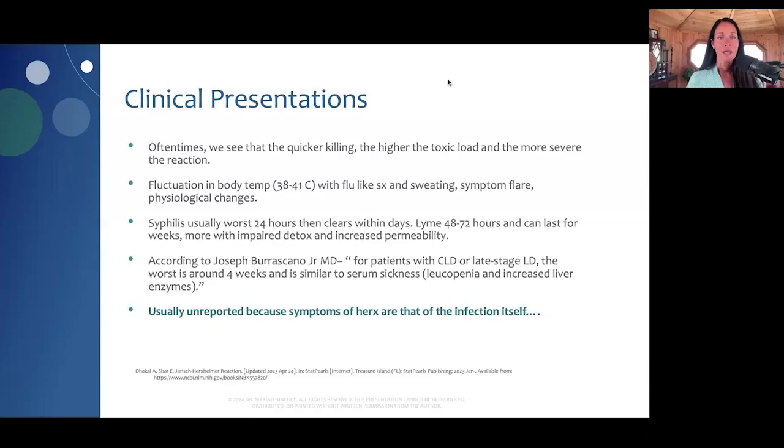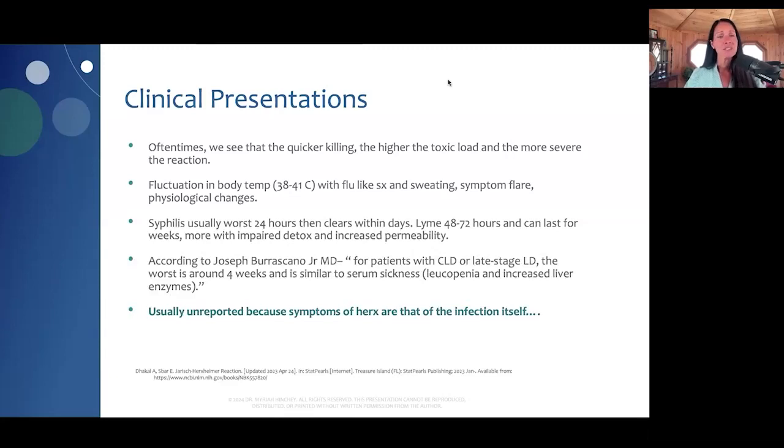Herxing can cause a variety of symptoms. Typically they are the symptoms that you already had, but they're going to be exacerbated as far as their severity. Diarrhea is often a symptom because your body is trying to get these pieces of the organism out of the body and help you to detox. And a lot of times we will loosen our stools to aid in detoxification. You can see fluctuation in body temperatures, flu-like symptoms, sweating.